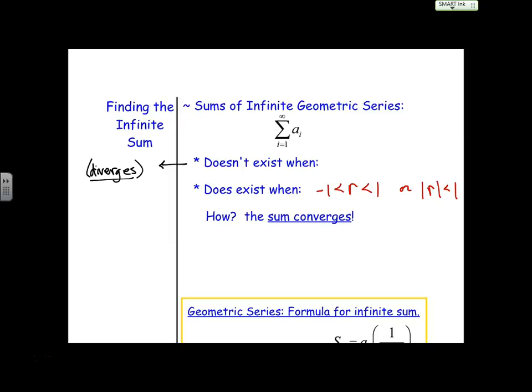Why is that so important? What if I was to give you the example of R is equal to 4/3? It's bigger than 1, so as I multiply by R, it's still going to be expanding. So that's going to be divergent. The infinite sum will be infinite. So it doesn't exist when R is anything else. Meaning the absolute value of R is greater than or equal to 1. Or, in the other notation, R is greater than or equal to 1, or less than or equal to negative 1.